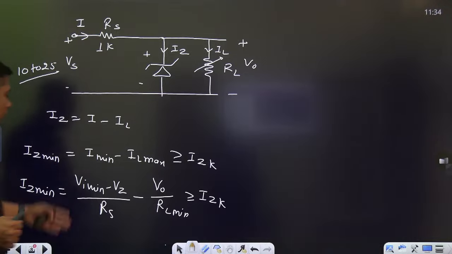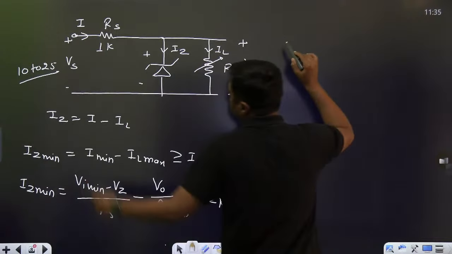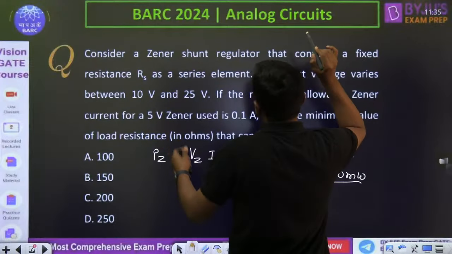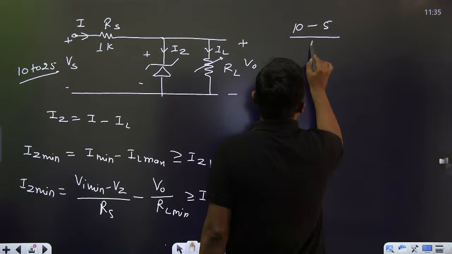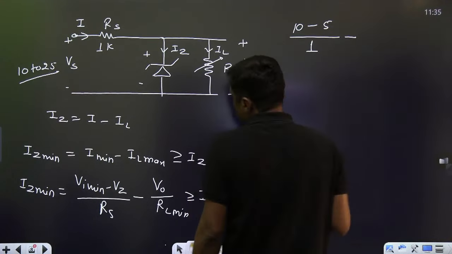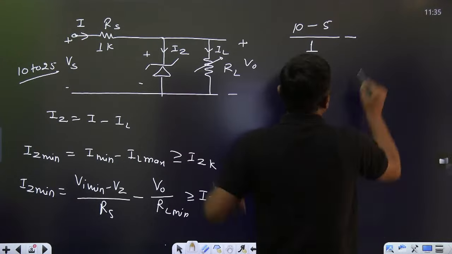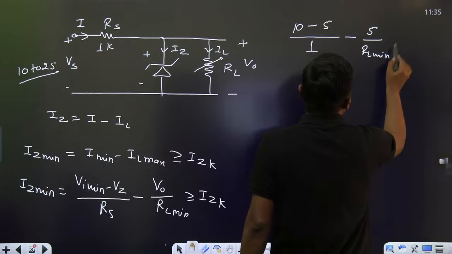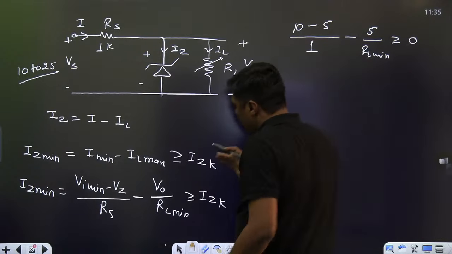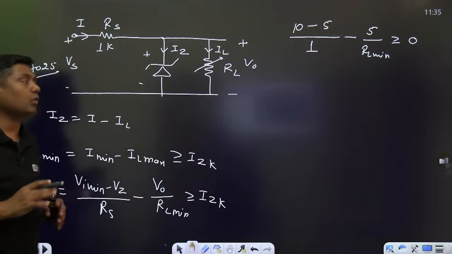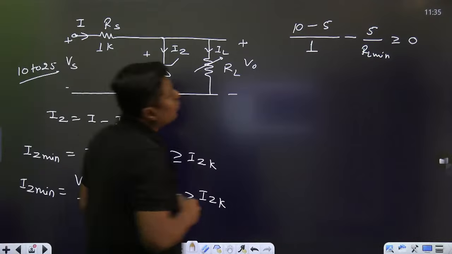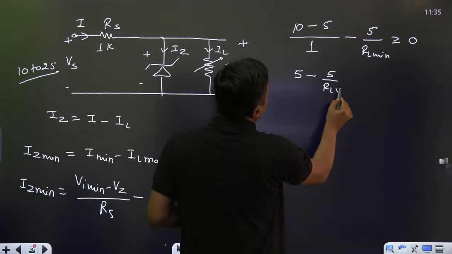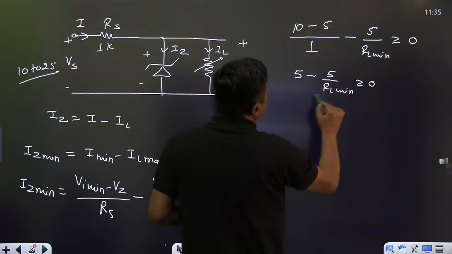Now you can put this value here. What is the VI minimum? Minimum is 10 minus VZ. What is the VZ given? 5. Now you can solve this, calculation is your part. Upon 1 minus V naught, V naught is VZ, that is 5 upon RL minimum, which is required here. That should be greater than or equal to IZK. If the minimum Zener diode current IZK is not given, you can take it as 0. Then it becomes 5 minus 5 upon RL minimum, that should be greater than or equal to 0.